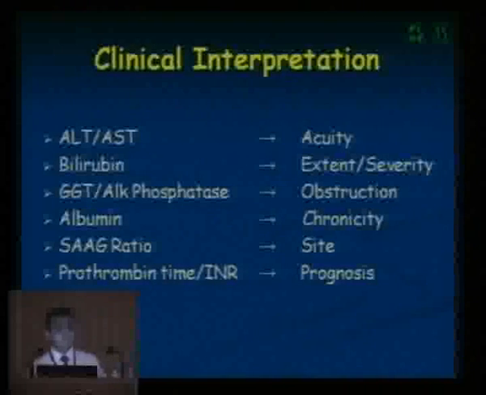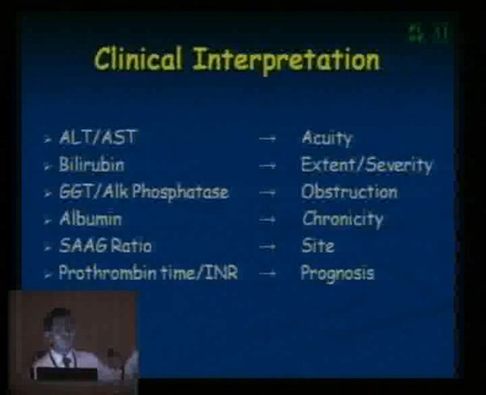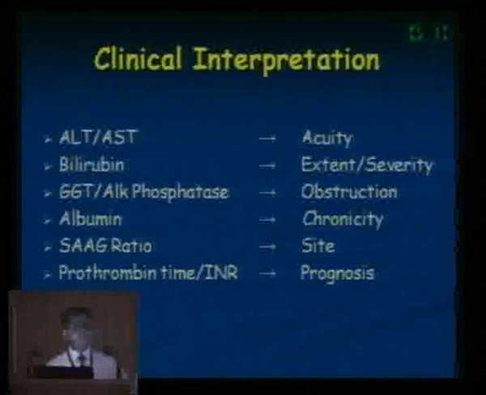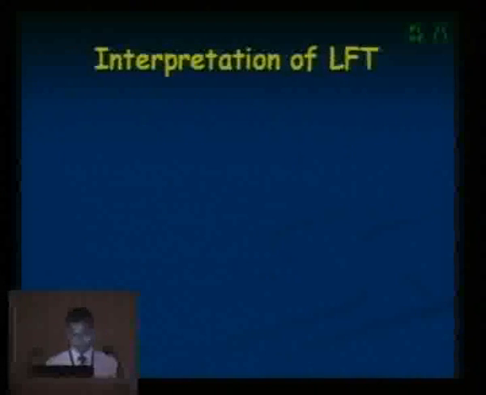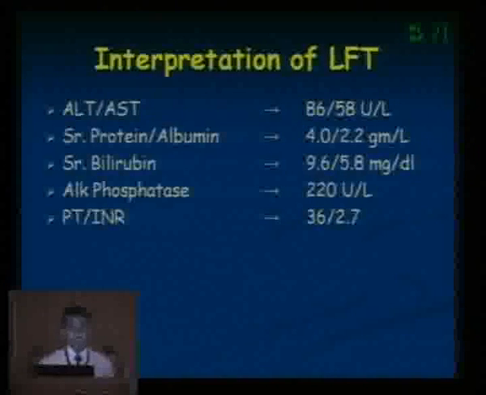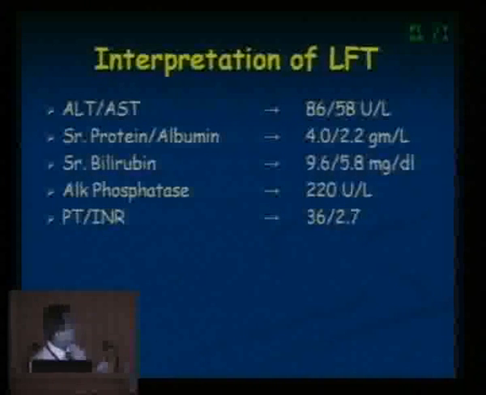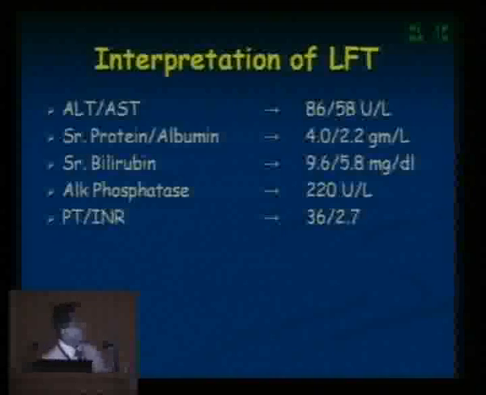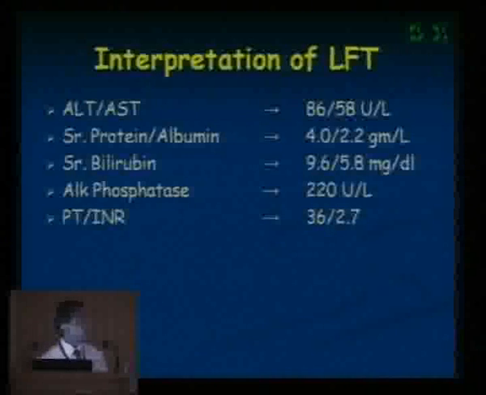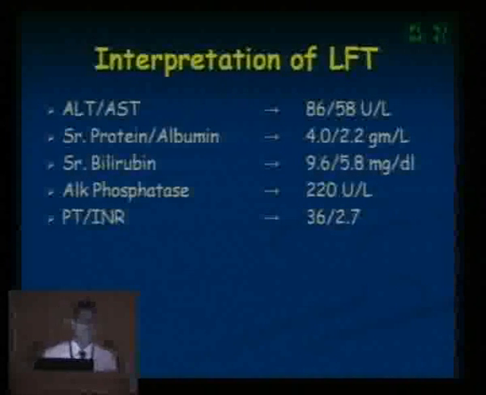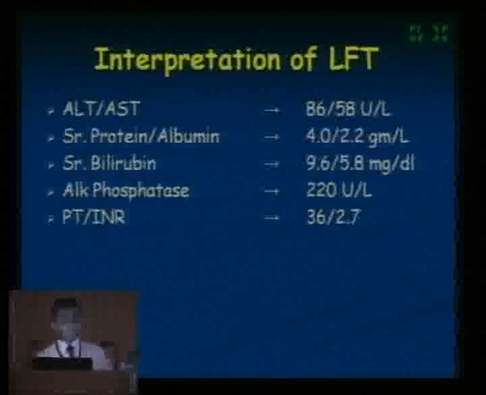This is a clinical interpretation, not just saying albumin, synthetic function, has gone down. That doesn't mean anything. What you interpret is a clinical interpretation. For example, you have this LFT. Enzymes are 86 and 58, serum protein and albumin are low, 4 and 4.2, bilirubin is high with a direct hyperbilirubinemia, alkaline phosphatase is normal, and PT-INR is elevated. Now how will you interpret this?